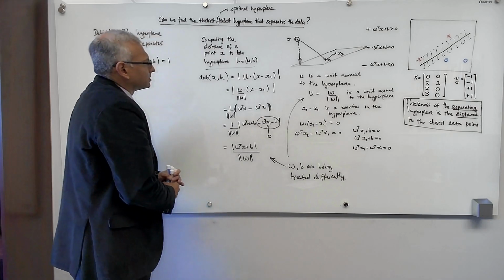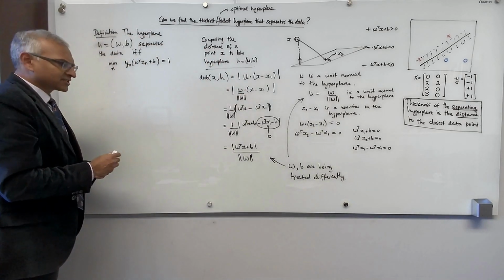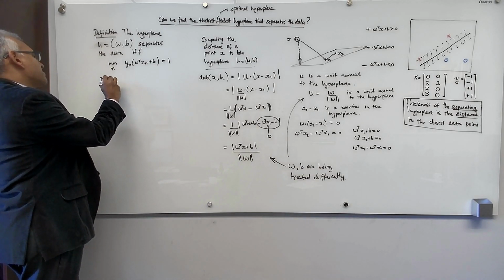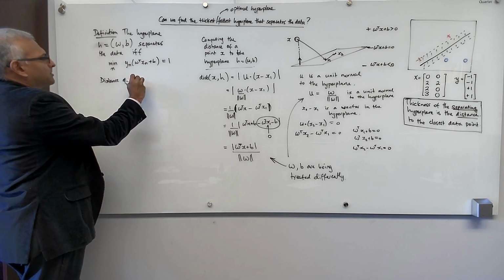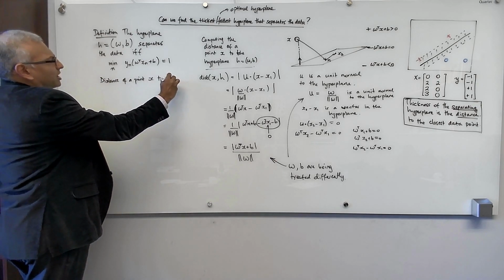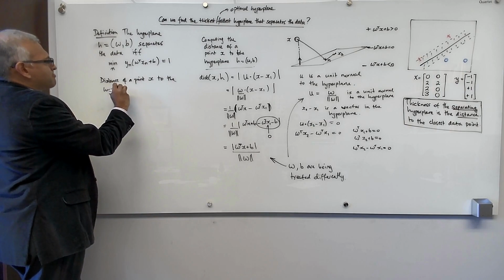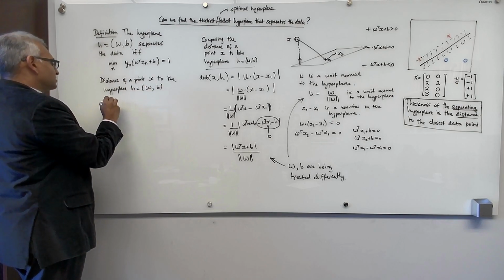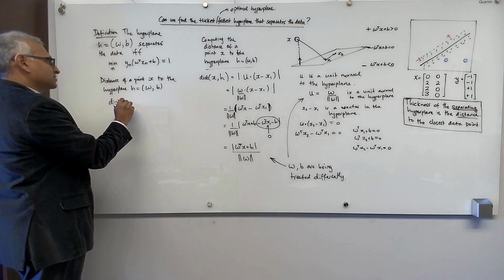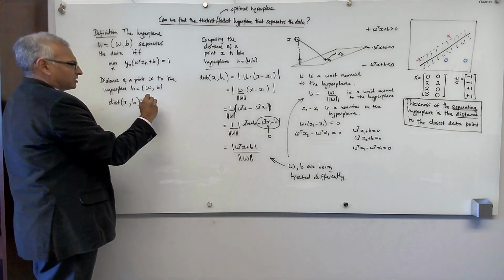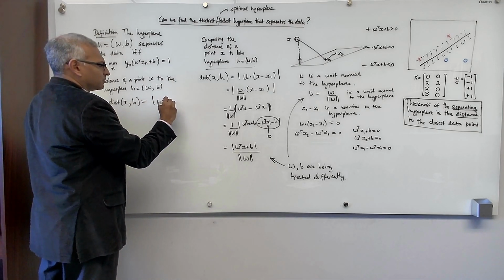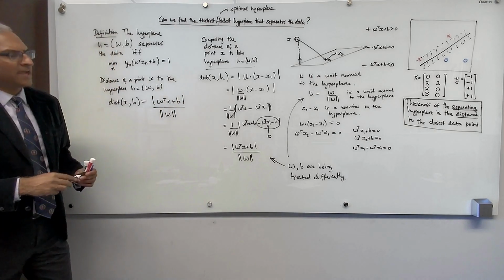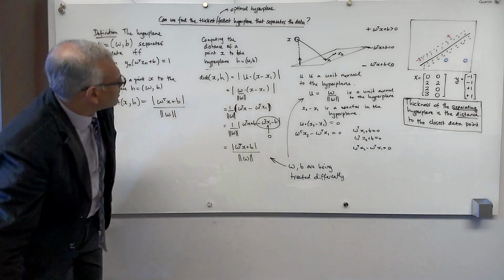So, with that, let me summarize that short discussion of the geometry of hyperplanes in one formula, which is the distance of a point x to the hyperplane h, which is given by the weights and the bias. The distance from x to h is equal to the magnitude of the signal, W transpose x plus b, divided by the norm of the weights. Fantastic. Now let's erase.